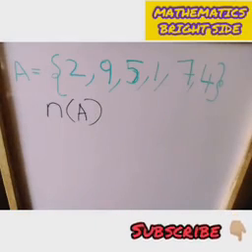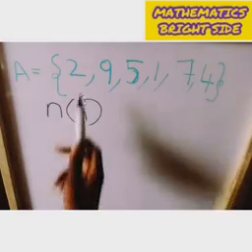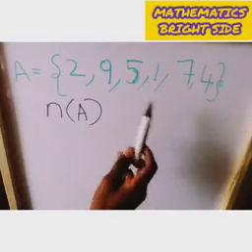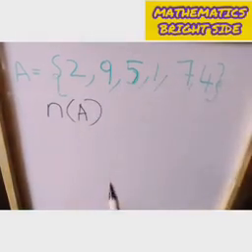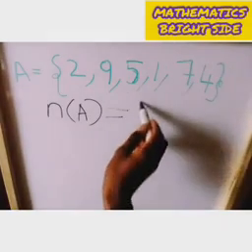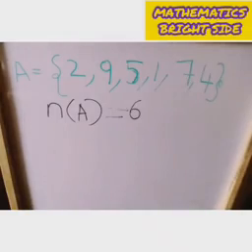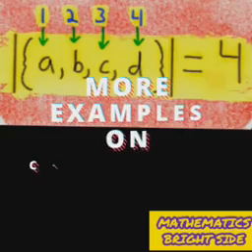So now looking at the cardinality, cardinality is just the total number of elements. So we're just going to count the number of elements here, the total number of elements. That's 1, 2, 3, 4, 5, 6. So we're going to put 6 as the total number of elements. 6, that's just it. Let's look at more examples on how to identify cardinality.